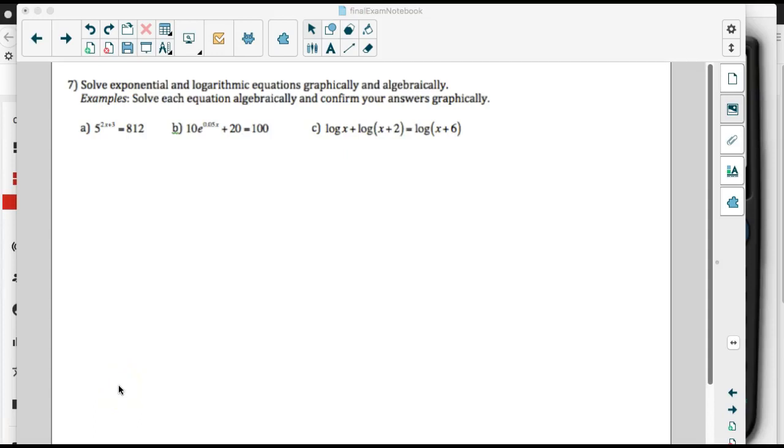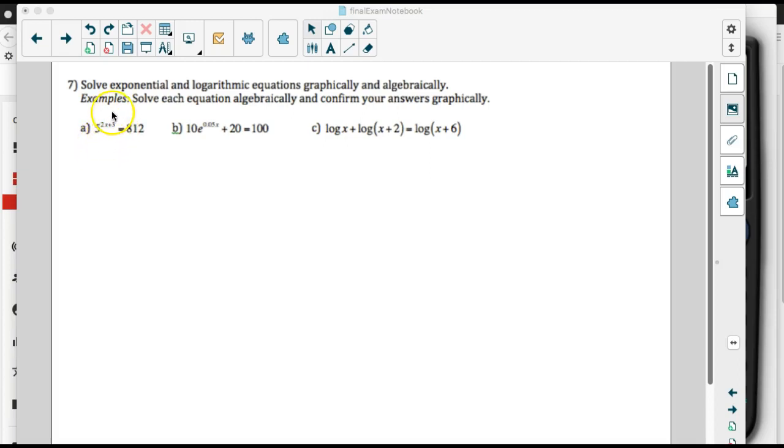In this video, we're going to go over the final exam review, problem number 7. It says solve exponential logarithmic equations graphically and algebraically. In this problem, you're solving them algebraically and then confirming them graphically. So we're going to use a graphing calculator to verify.